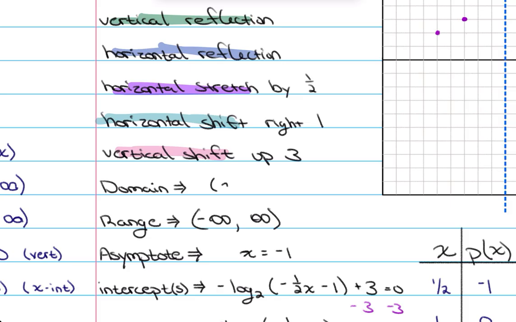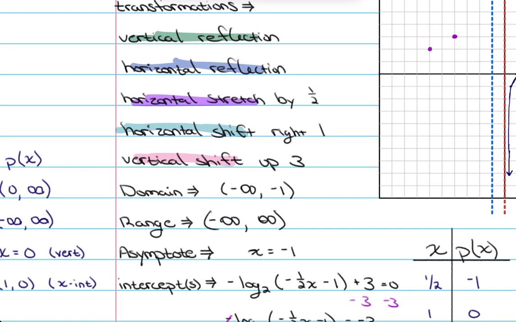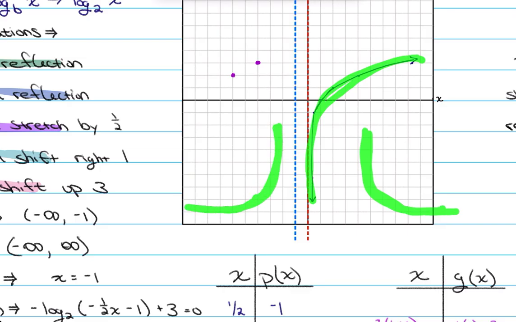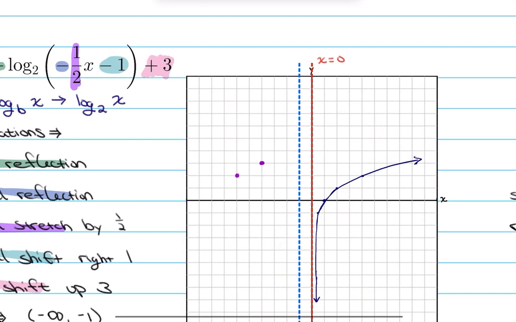This is from -infinity, because we did the reflection, so it flips, to -1. Okay. So if we take our parent function, if we reflect it over the x-axis, that means it's going to end up looking like this. But then we're going to flip it again over the y-axis. So we're going to end up looking like this when we flip it. Okay, so I have these 2 points here.